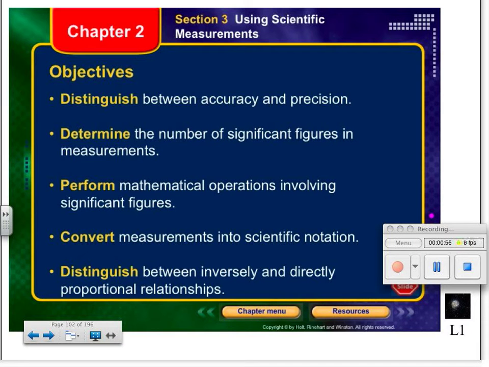Okay, our objectives are to distinguish between accuracy and precision, to determine the numbers of significant figures in measurements, to perform mathematical operations using significant figures, to convert measurements into scientific notation, and to distinguish between inversely and directly proportional relationships. Rock on, let's move on.